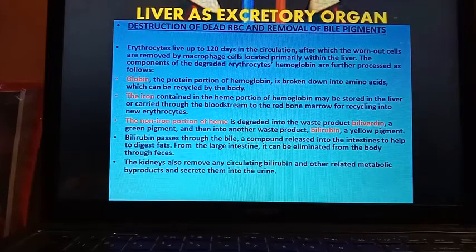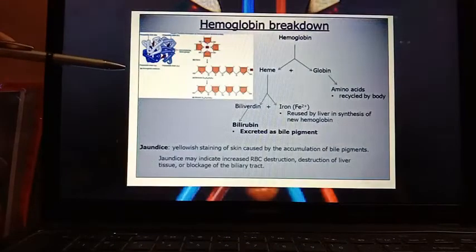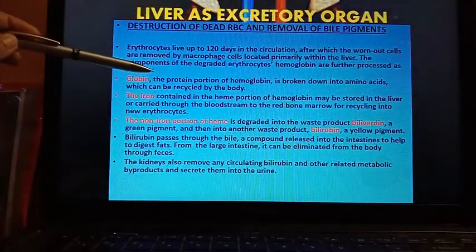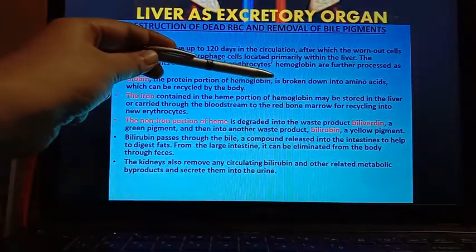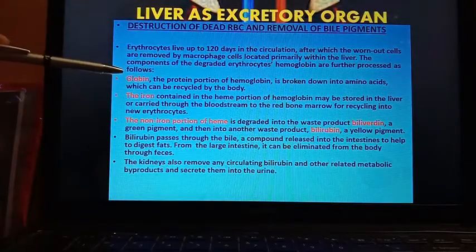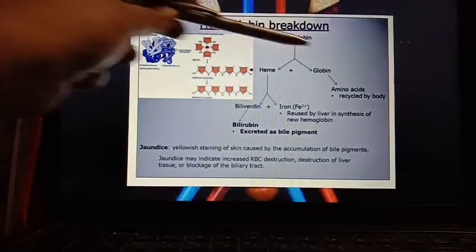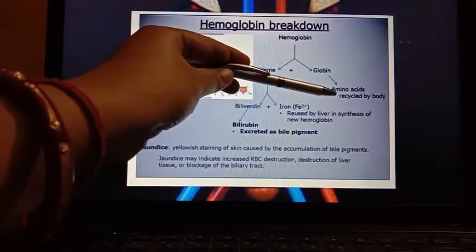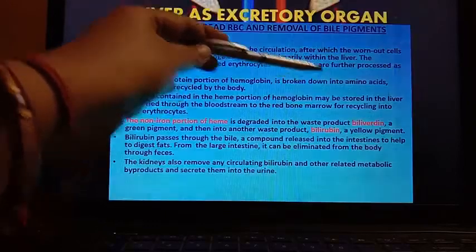Now the details. First, the globin part, that is the protein part of the hemoglobin, is broken down into amino acids which can be recycled by the body. You can see here it is converted to the amino acids which are recycled by the body.